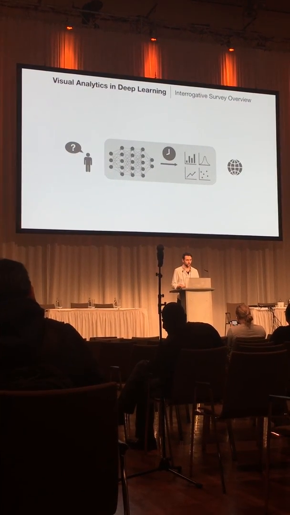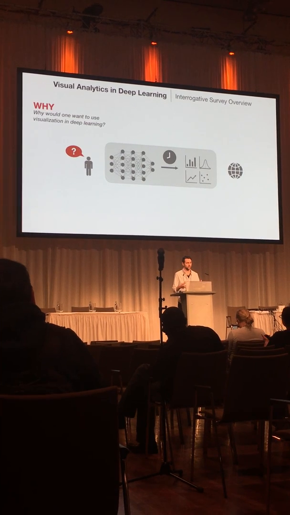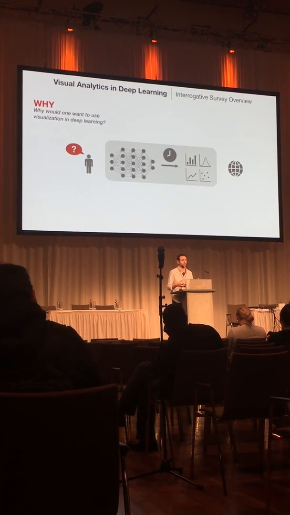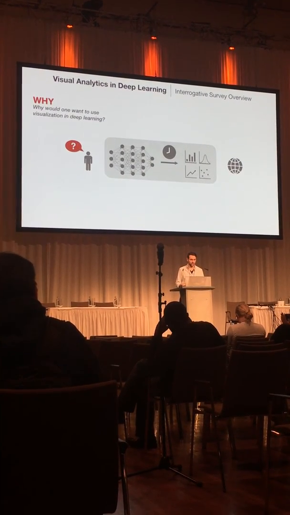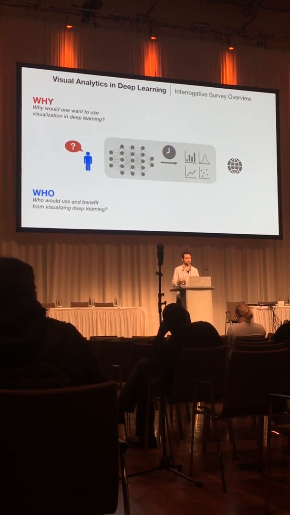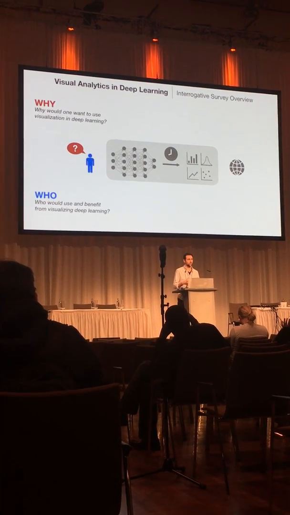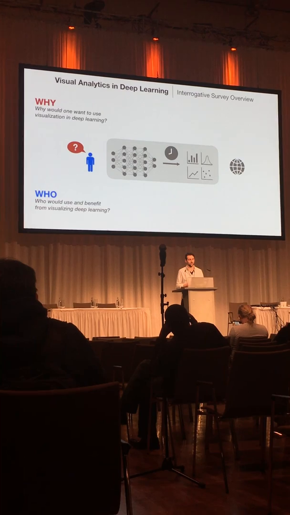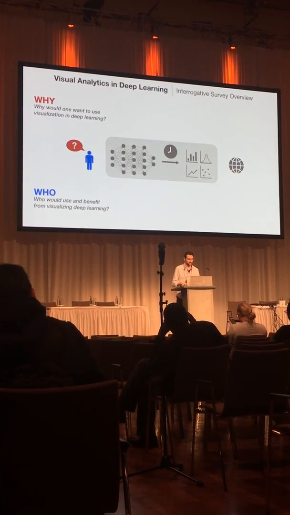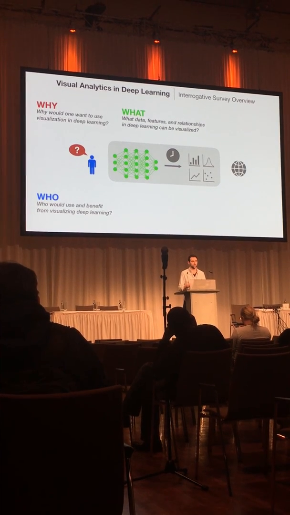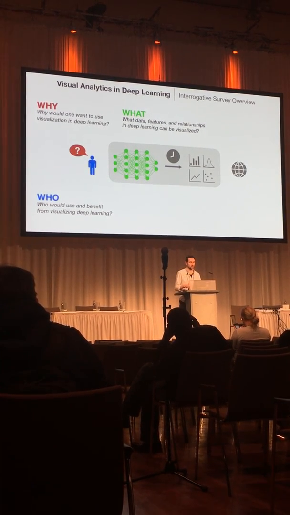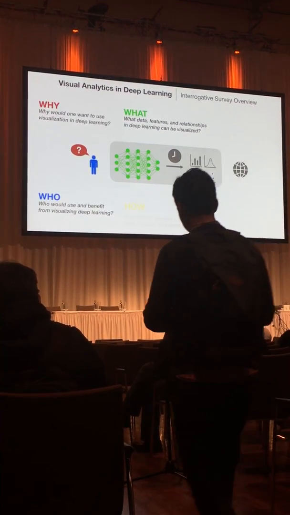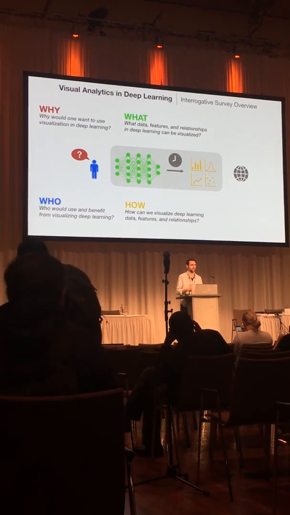So for example, the first one we might ask is just why? Why are we doing this? Why would anyone want to visualize deep learning? Similarly, we could ask who. So what's our user group? What people could benefit from visualizing deep learning or even just use it? Continuing, we could ask what are the data features, relationships, models, types of things we can even visualize. And once we have those things, how do we go about visually encoding them to make the visualizations we want to use?